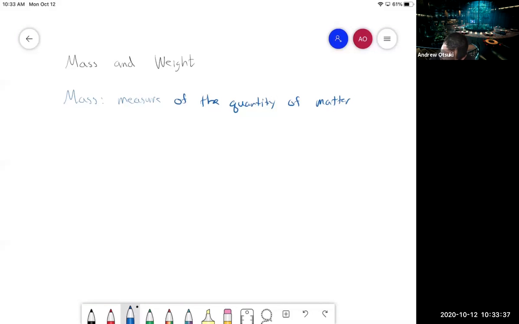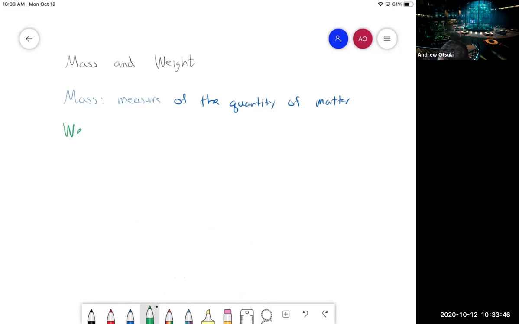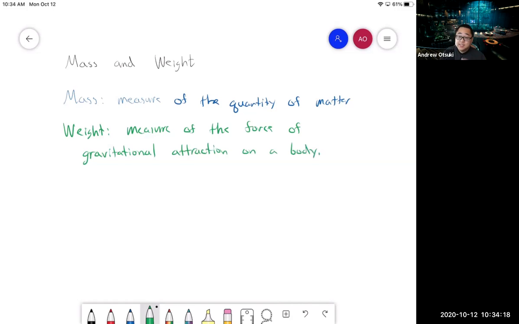Okay, so mass is a measure of the quantity of matter, and your weight is the measure of the force of gravitational attraction on a body. You may remember these terms from physics, if you ever took physics in high school, or maybe for those of you who have been in college for a number of years.